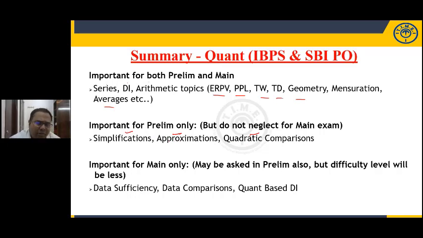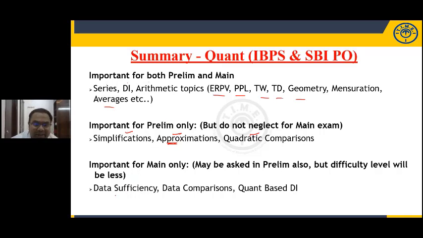Few times, very rarely, once in 5 years, once in 6 years, approximations might also appear in your main exam as well as prelim. If approximations are given in the main exam, you are very lucky, you got those extra 5 marks instead of a DI set mark.